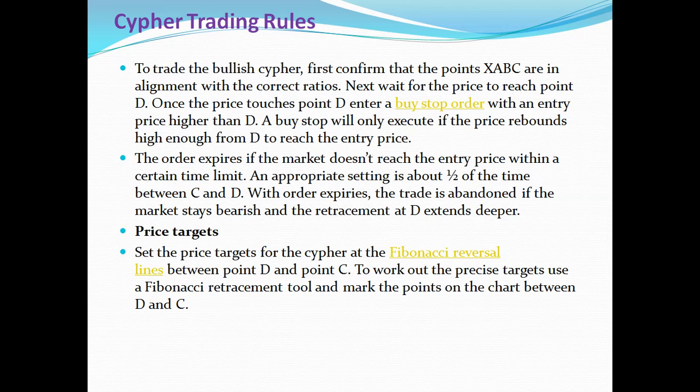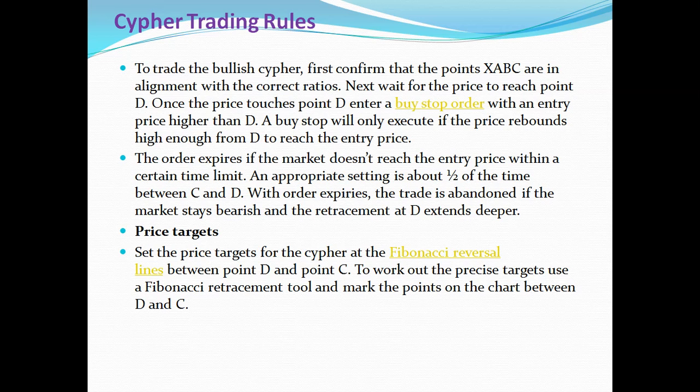Once the price touches point D, enter a buy stop order with the entry price higher than D. A buy stop will only execute if the price rebounds high enough from D to reach the entry point. The order expires if the market doesn't reach the entry point within the time limit, and an appropriate setting is about 1.5 times the time between C and D. The work order expires and the trade is abandoned if the market stays bearish and the retracement at D extends deeper.